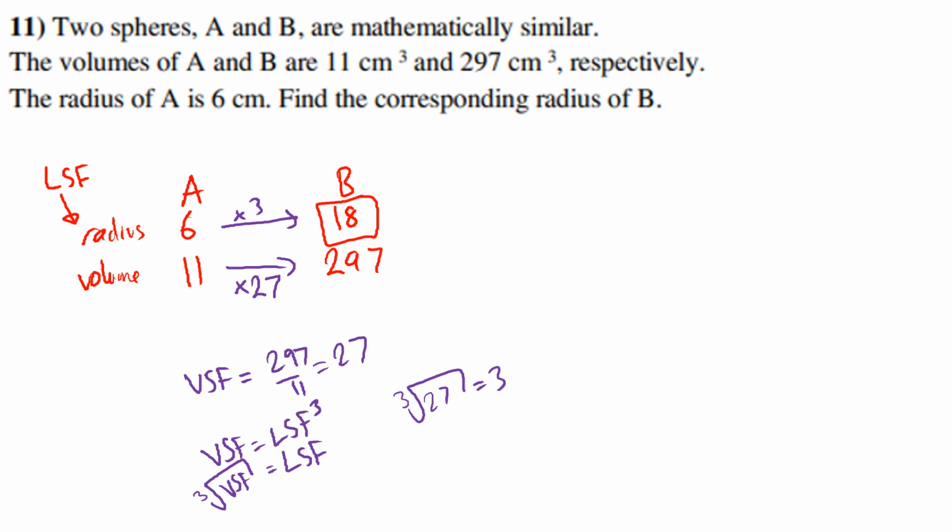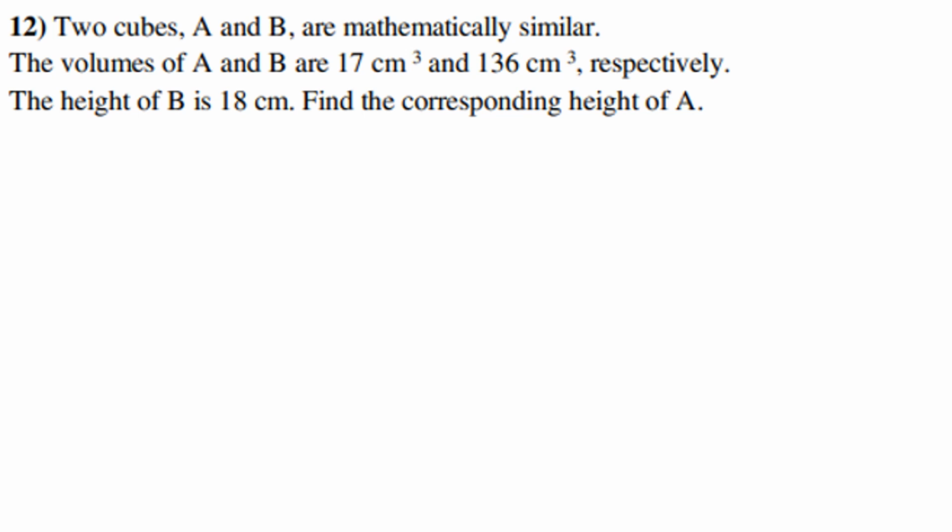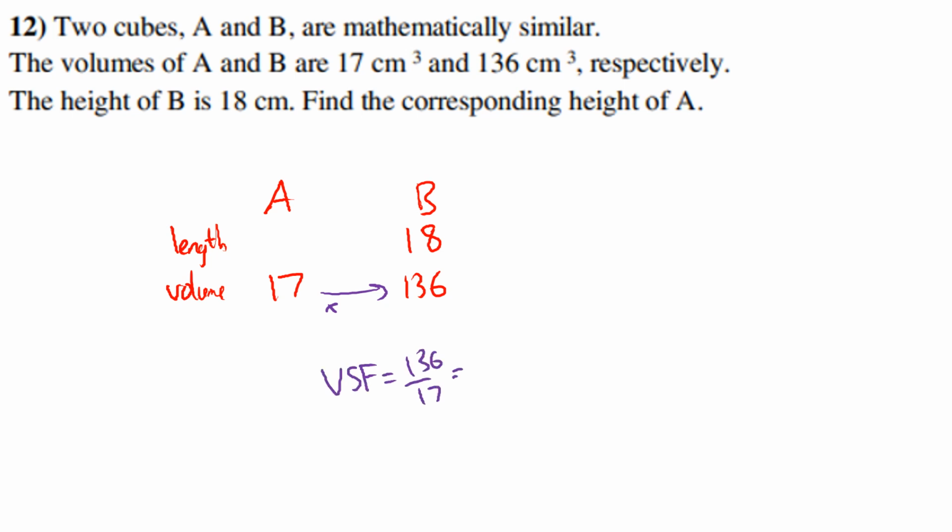One last example. Same deal. Have a go first. Unpause when you're ready. I'm going to go straight for it though. So information. We're told about height, which is a length. So height is 18. We're told about volume, which is 17 and 136 respectively. And we want to work out the VSF. What are we multiplying by to get from 17 to 136? Well, type it in. We're multiplying by 8. Now we know that that's equal to the length scale factor cubed. So the LSF would be the cube root of 8, which is just 2. So to get the lengths, we times by 2. Or to go backwards, we divide by 2. So our missing length is 9.